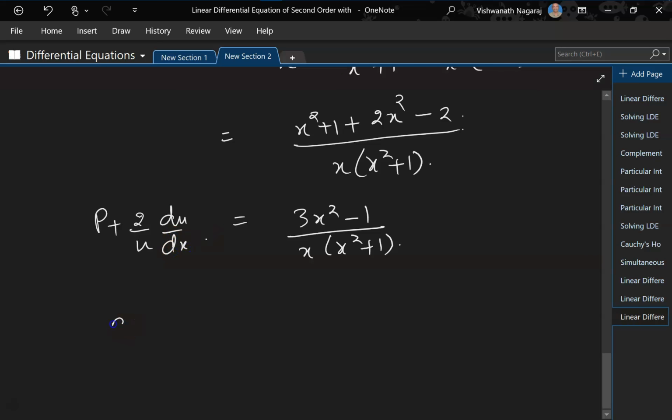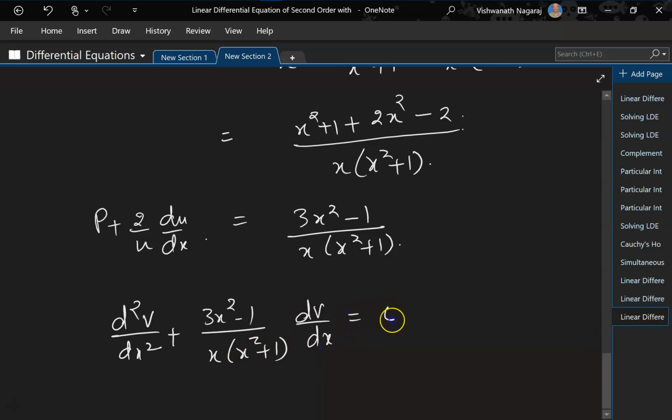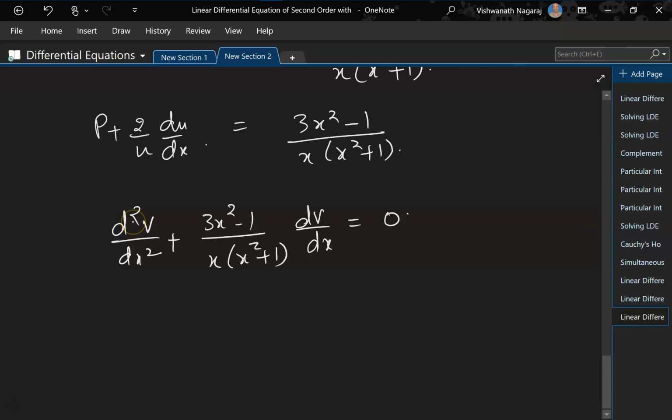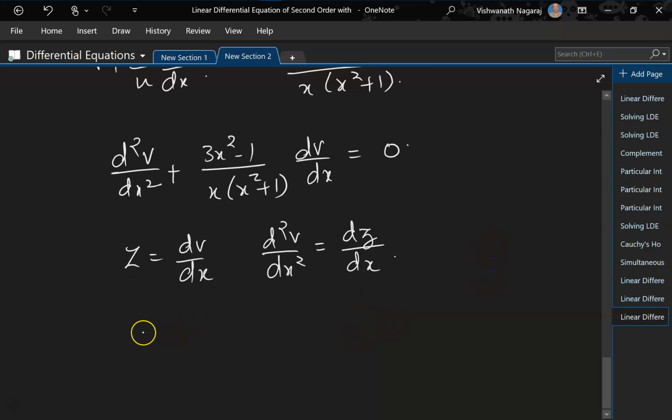So our equation becomes what? d2v by dx square plus 3x square minus 1 by x times x square plus 1 dv by dx is equal to 0. Now we have to get rid of the second order. So let's say z is equal to dv by dx. So d2v by dx square would be what? It would be dz by dx. So now let's do the substitutions. So d2v by dx square becomes dz by dx plus 3x square minus 1 by x times x square plus 1 times dv by dx, which is z, is equal to 0.